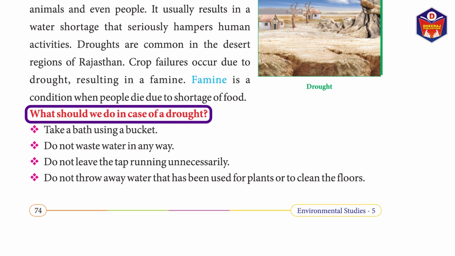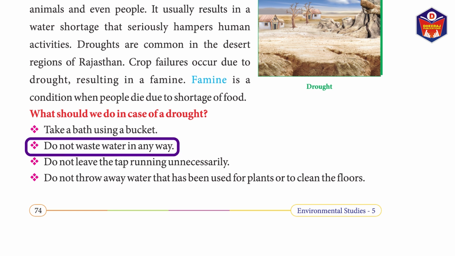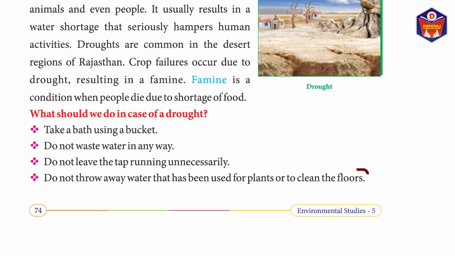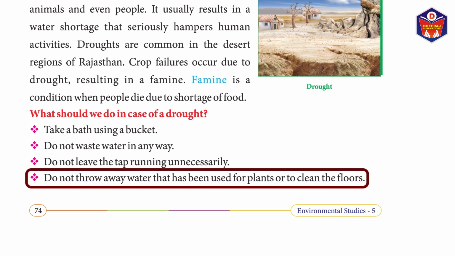What should we do in case of a drought? Take a bath using a bucket. Do not waste water in any way. Do not leave the tap running unnecessarily. Do not throw away water that has been used for plants or to clean the floors.